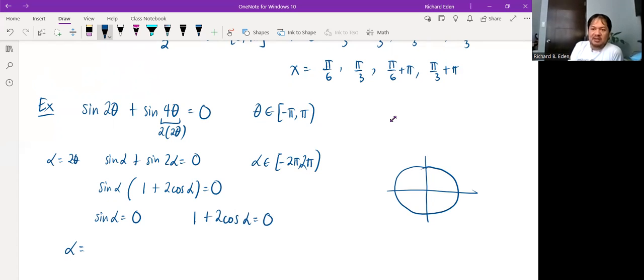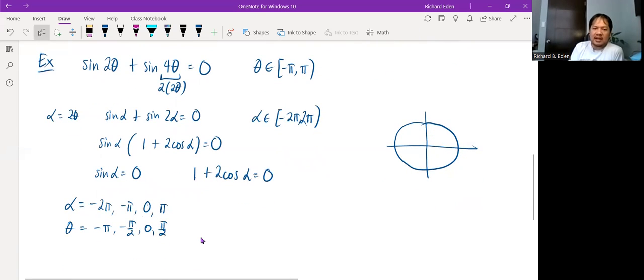So, what alpha, give me the specific alpha values. 0, 180, 360 and negative 180. Okay, negative 180 or negative pi? Kasama ba ang 2 pi? Hindi pa. Okay, so hindi kasama. But is it just these three, negative pi, 0, and pi? What about negative 2 pi? Yes, negative 2 pi, and then negative pi, 0, and pi. Because theta is half of alpha, that means theta can be negative pi over 2, 0, and pi over 2.